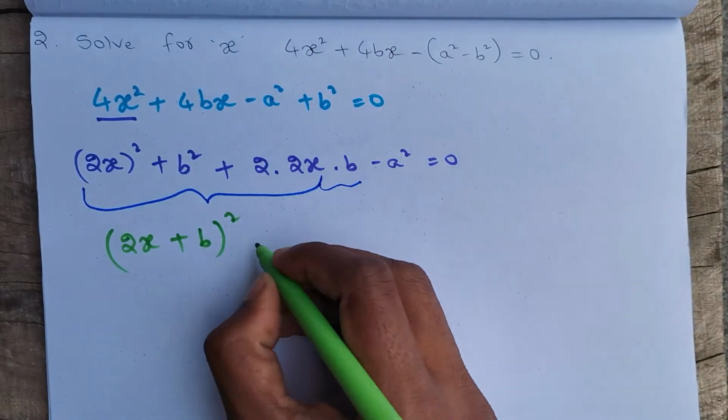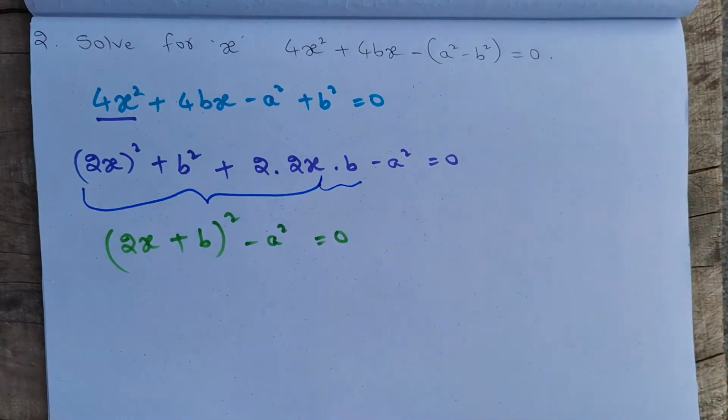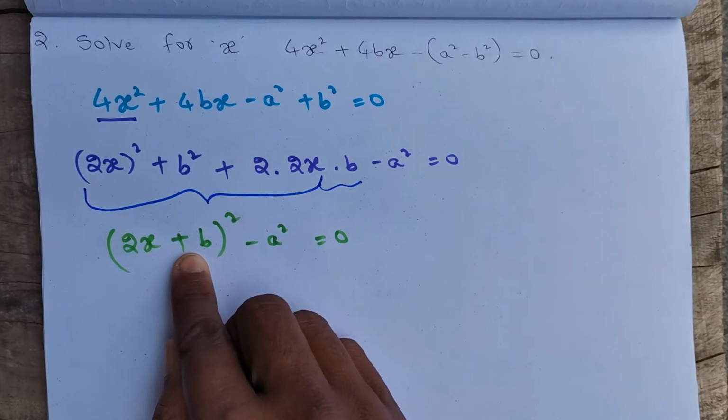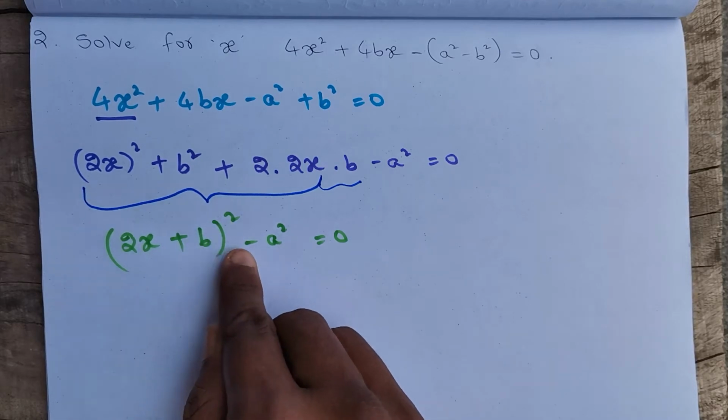Here minus a square as it is equals to 0. So now if we observe this clearly, 2x plus b, if we consider a single term, a as the single term, so this is in the form of a square minus b square.